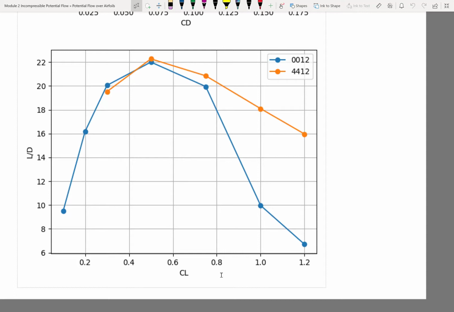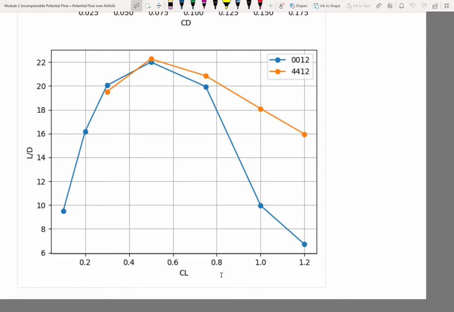All right, at a low CL, that means you have an airplane that has the same weight, and you want to fly fast enough to have the lift balancing its weight. So at a low CL, you have to fly at a higher speed to get to that lift, which means your skin friction drag is going to be high, so L over D is going to be smaller.